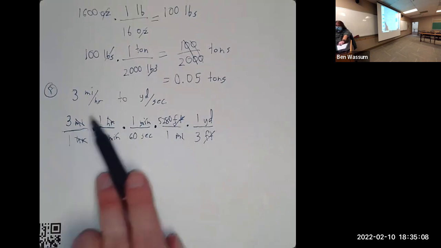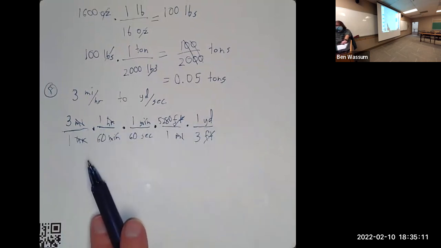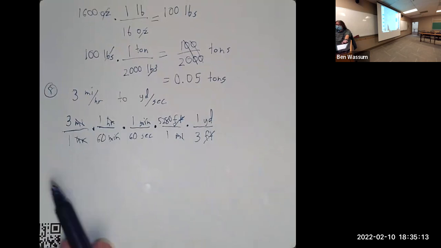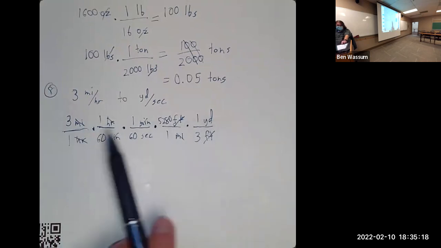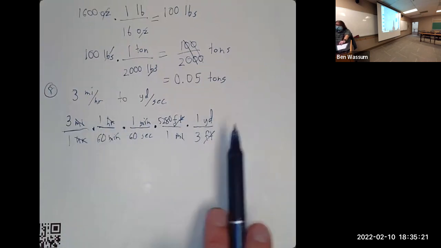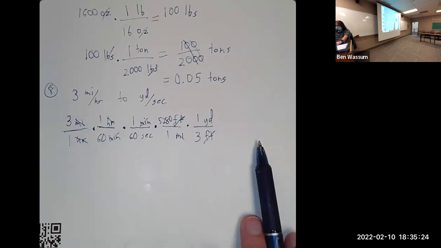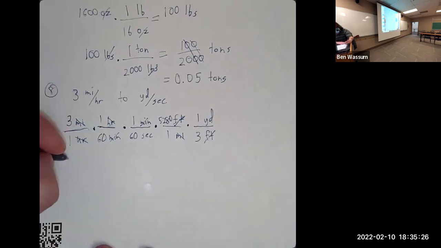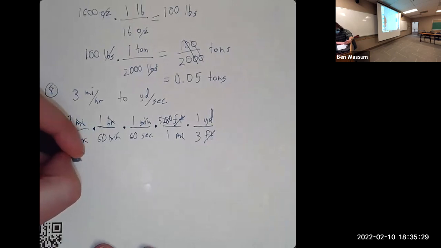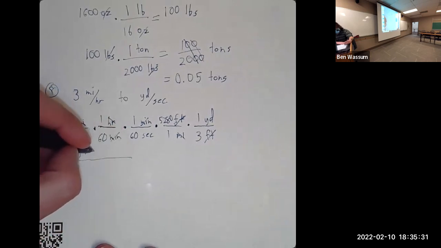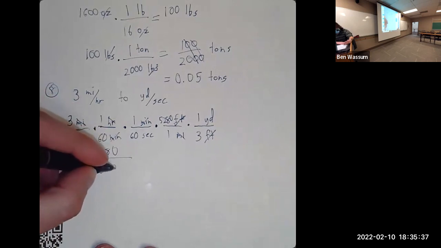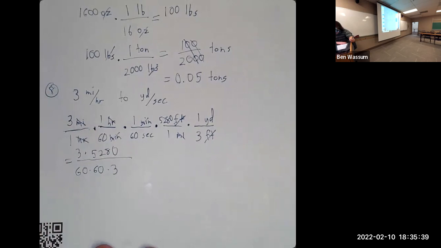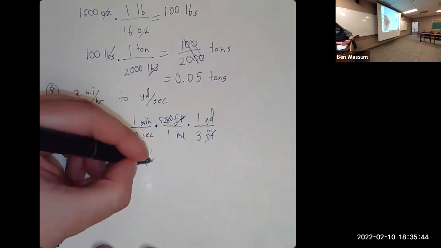What else do we have? A giant, horrible, jumbled mess, right? But that's okay. Because if you look at it, doesn't matter how many fractions you're multiplying by, it's always the top stuff multiplying together and the bottom stuff multiplying together. So before I even throw it at a calculator, I'm going to look at it as 3 times 5280 over 60 times 60 times 3. And that's in yards per second.